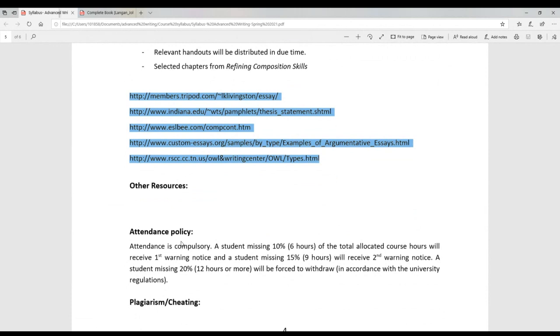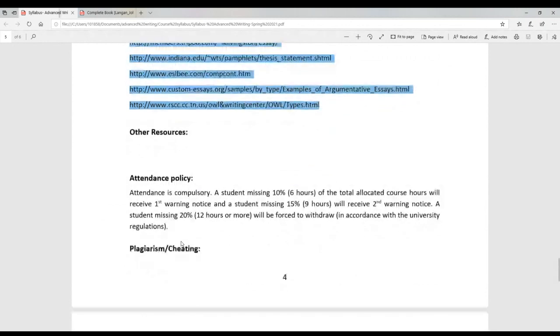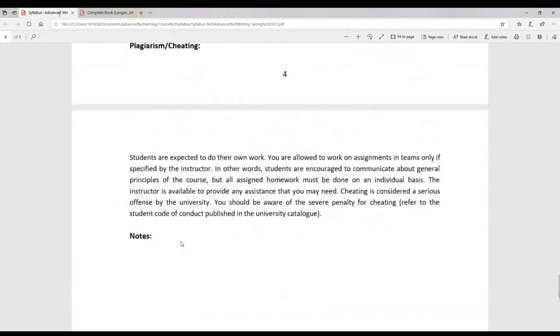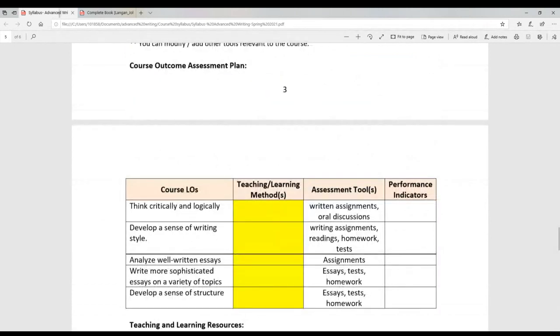Now, attendance policy, I think you are aware of that. Plagiarism and cheating, also, you are aware of that. Yeah, this is for the syllabus of the course. Do you have any question, any comments about the syllabus of the course? Do you have any question? All clear? Alhamdulillah. All clear.